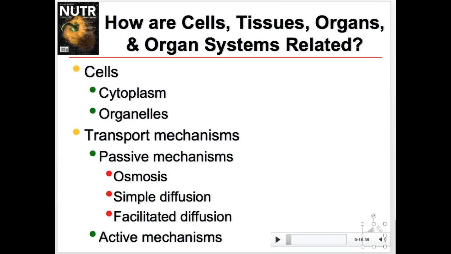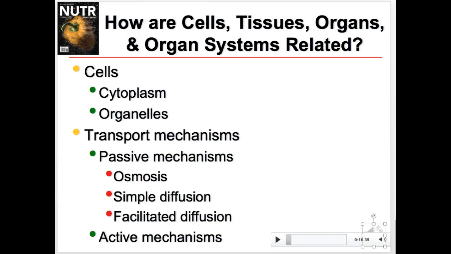Simple diffusion refers to a process where a substance passes through a membrane without the aid of an intermediary such as an integral membrane protein. Then you have facilitated diffusion, and that's a process of the spontaneous passive transport of molecules or ions across a cell's membrane via specific transmembrane integral proteins. And I'll show you an example of this on the next page.